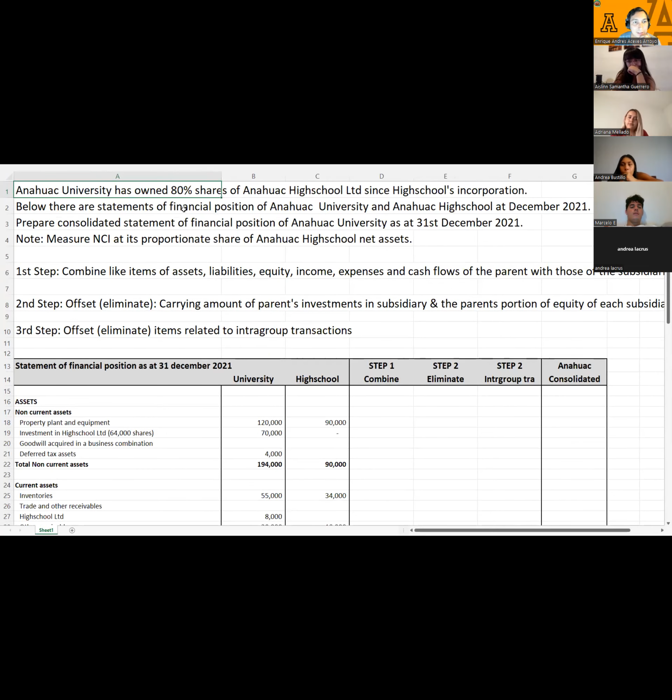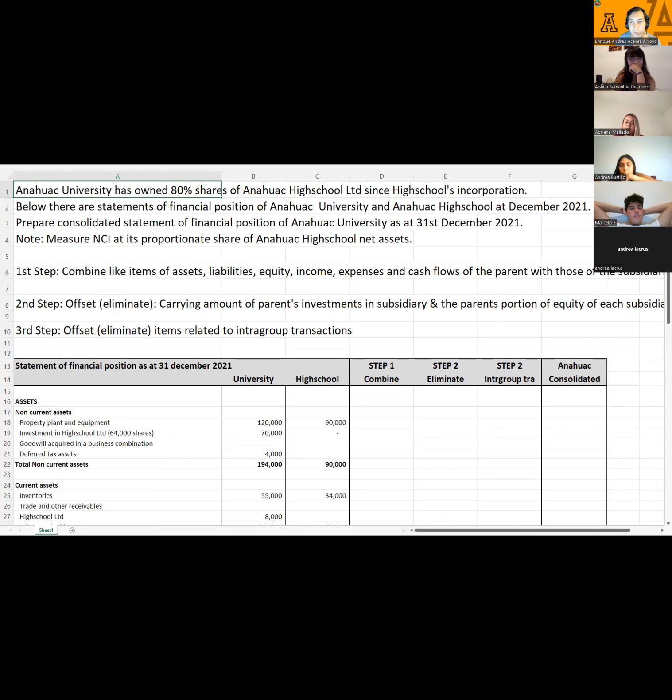Bigger. Anahuac University has owned 80% shares of Anahuac High School Limited since the high school's incorporation. Below, there are statements of financial position of Anahuac University and Anahuac High School at December 2021. Prepare a consolidated statement of financial position of Anahuac University as of December 31st, 2021. Note, measure NCI, which is non-controlling interest, at its proportionate share of Anahuac High School net assets.